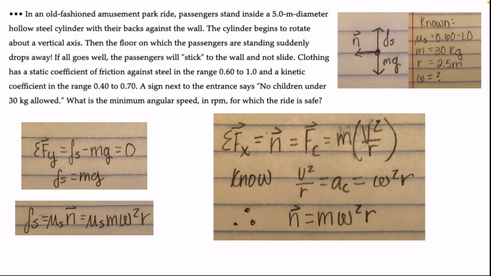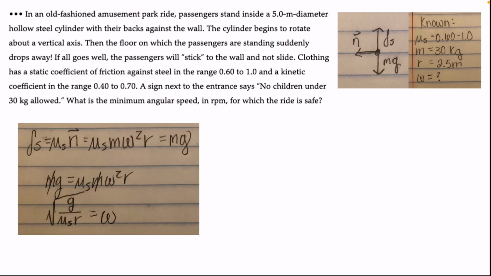And we can account for that by acknowledging the fact that the coefficient of static friction times normal force is also equivalent to static friction, and we already found the normal force. We can just plug in that normal force and make it equivalent to that earlier force of static friction, mg. And once you do that, the masses will cancel, giving us that angular speed is going to be the square root of gravity over that coefficient times r.